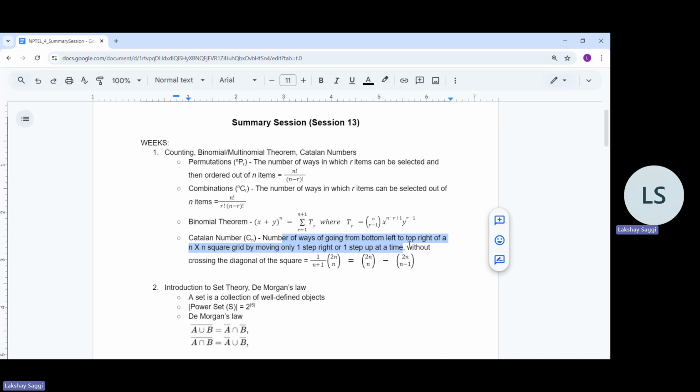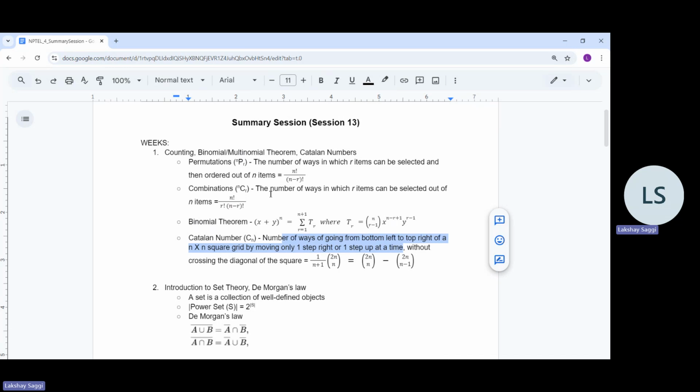But now there is another restriction that we should not cross the diagonal. So the problem asks us to go without crossing the diagonal of the square. If we are not crossing the diagonal, then the problem becomes a bit more involved. How do I see that? The diagonal is effectively the primary diagonal, the one which goes from top left to the bottom right.